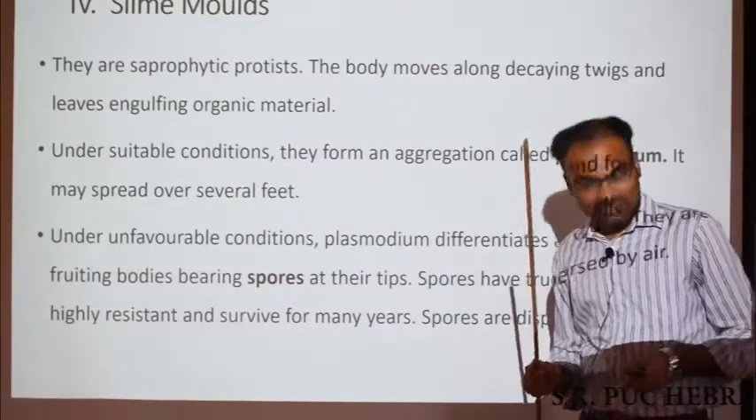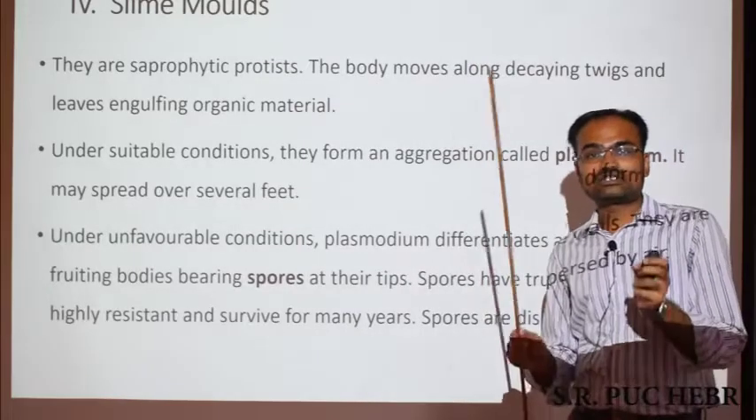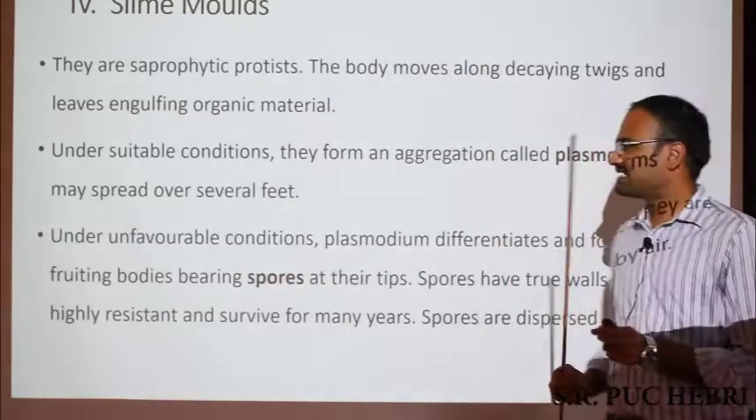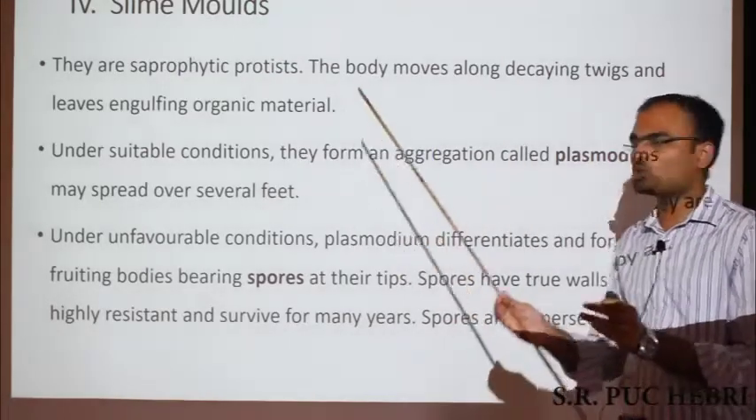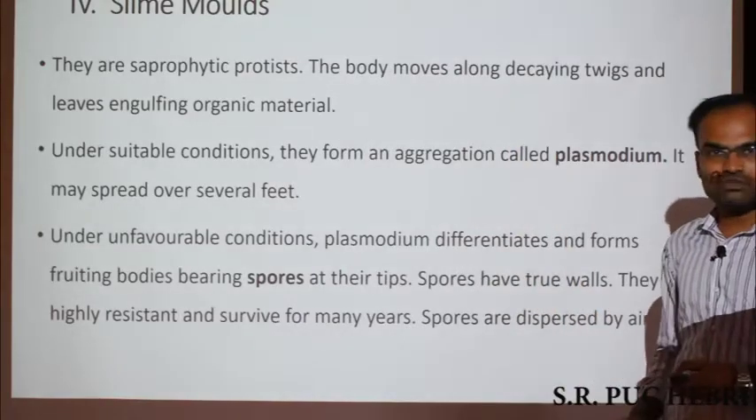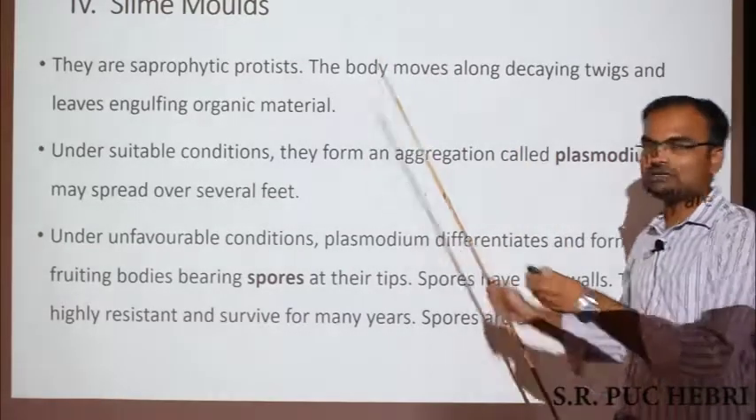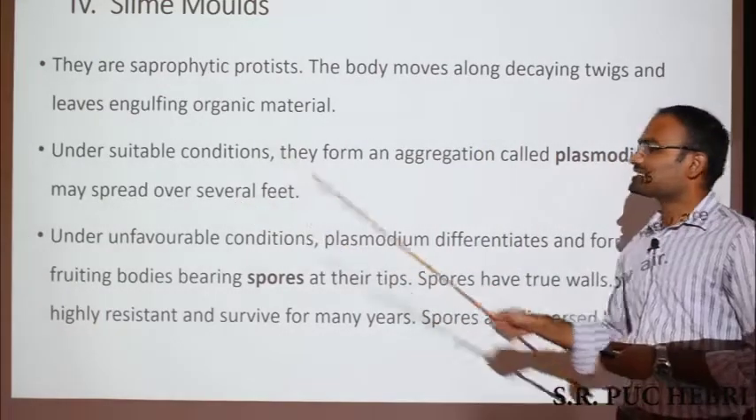So here suitable refers to where there is availability of water as well as nutrients. Under suitable condition, they form an aggregation. Aggregation means one group. Okay, they form an aggregation called as plasmodium. The aggregation of the slime mold is called as plasmodium. It may spread over several feet.